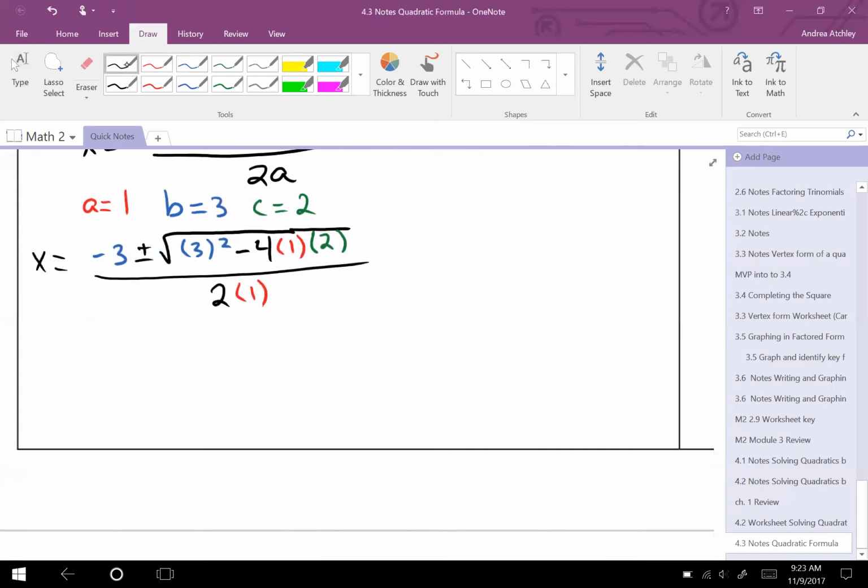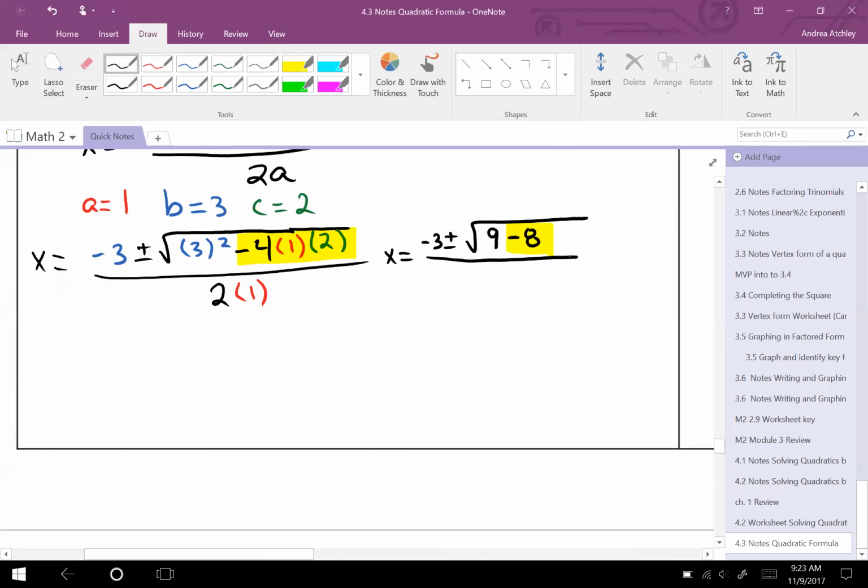Now we're just going to simplify. I'm going to get -3 plus or minus the square root. 3 squared is 9. Make sure you're watching your signs here. -4 times 1 is -4, times 2 is -8. Check the sign again. Should it be negative or positive? It should be negative still. And this is all over 2.